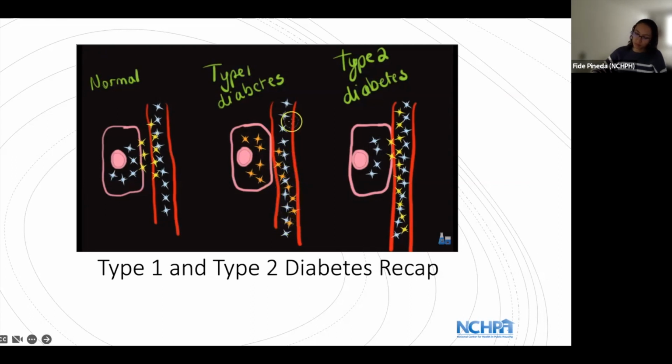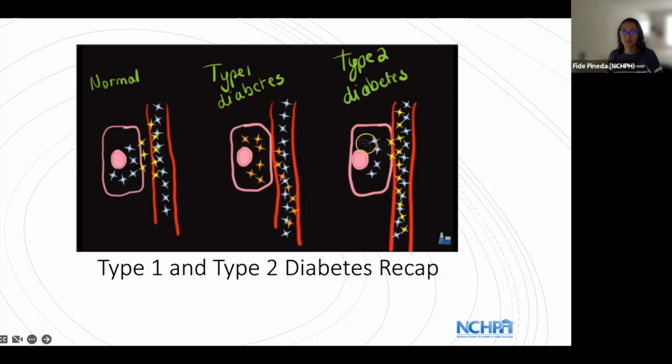So in a type 1 diabetic, you'll have elevated glucose, no insulin, and you'll have some ketones. Whereas in a type 2 diabetic, you will have some elevated glucose, some elevated insulin, but no ketones, because some of the glucose does make it into the cell for ATP production.